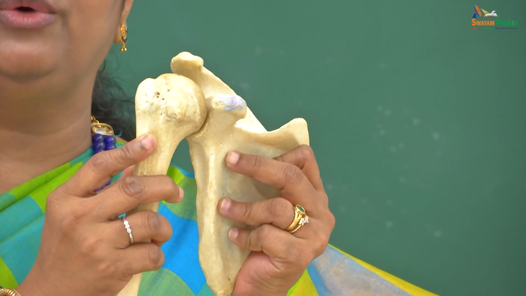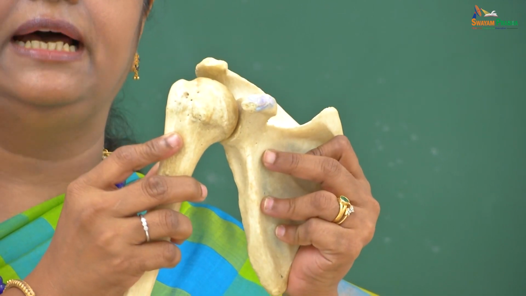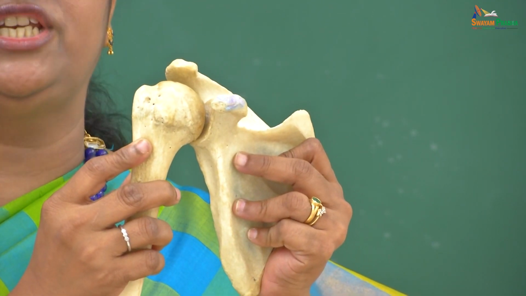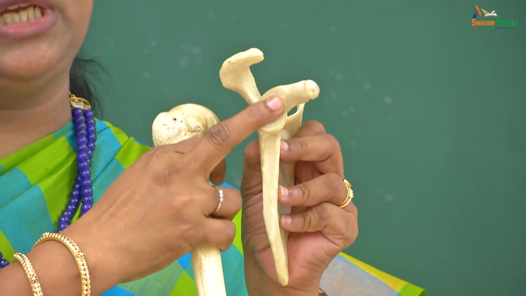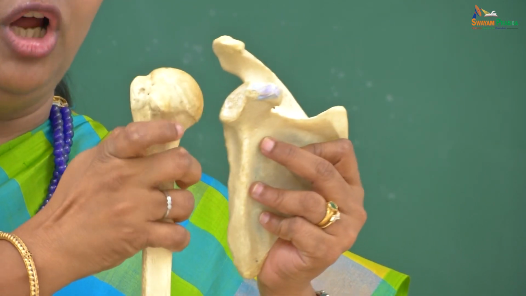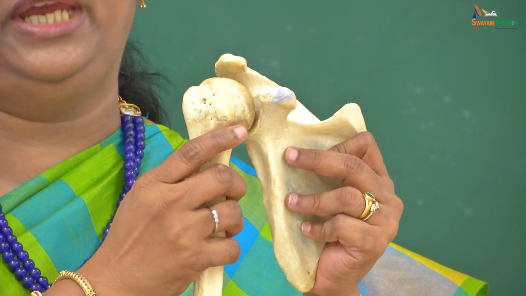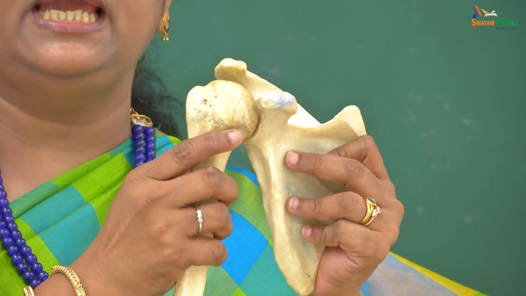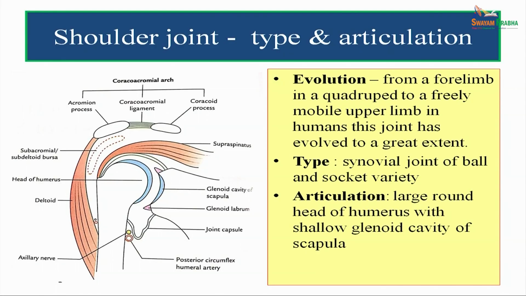For that, congruency is an important factor. These two articulating surfaces are not really fully congruent with each other. One is highly convex and the other is shallow, not deep. So always bear in mind that this joint has a risk of getting dislocated easily. This is the articulation of the shoulder joint. Now let's move on further.